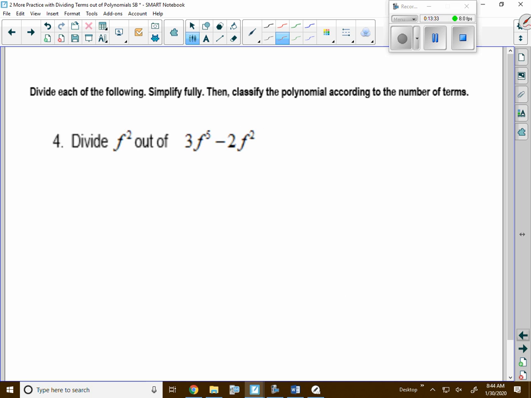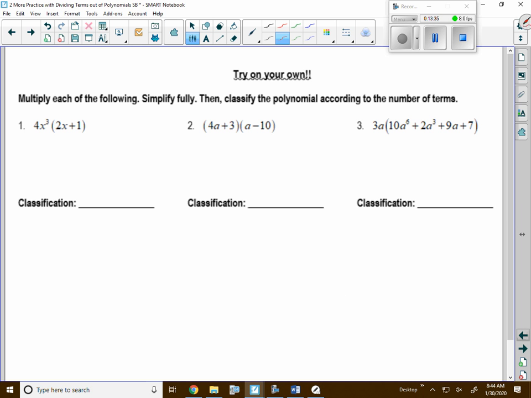Go ahead and try the next number. I think the rest of it's on your own. I think the rest of it's practice. Okay? Solutions are at the bottom. Okay? So I want you to really get this practice in, because if you understand today, tomorrow will be like cake. So it'll be very easy.